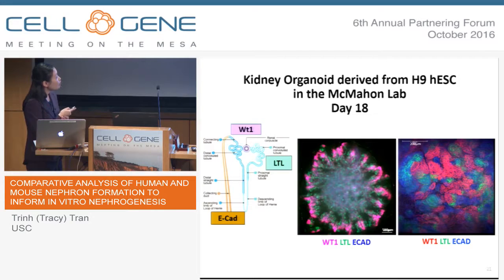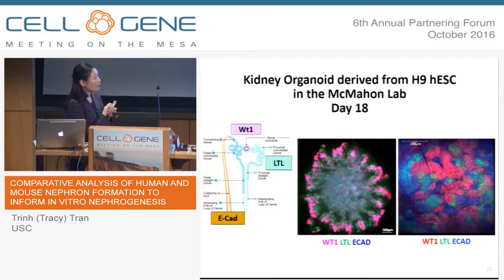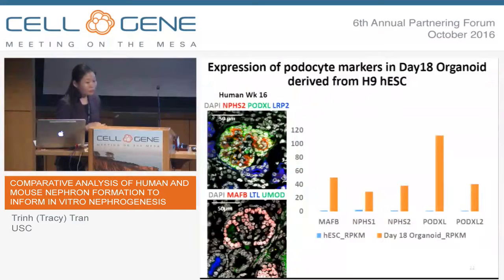When we look at the zoomed-in picture of the organoids, these WT1, LTL, and ECAD-positive cells form connecting structures, in an order very similar to the order in real nephrons. But of course, morphologically, they don't look very similar to the real kidney at all. So we have to characterize these structures very carefully.